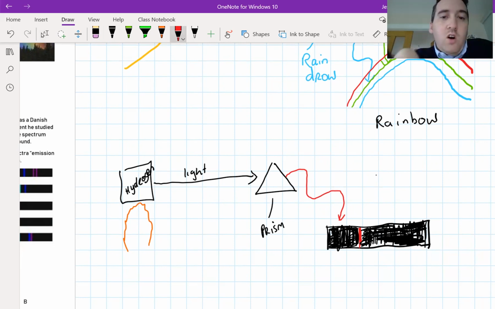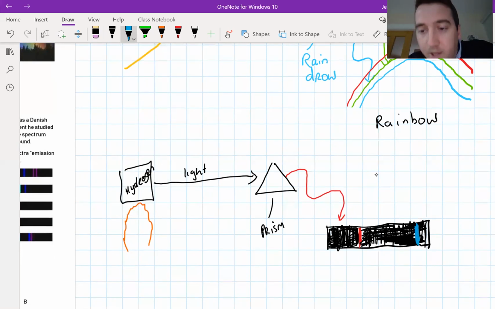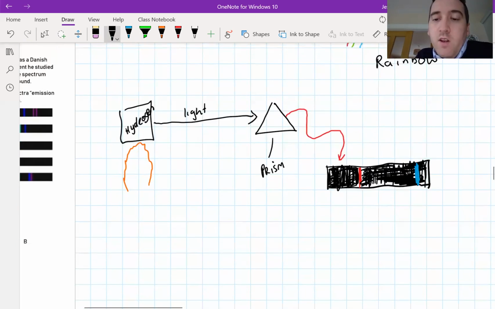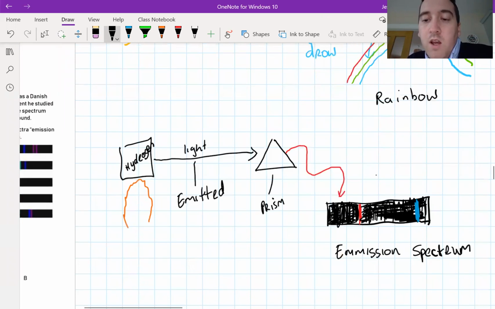Sometimes it might have another band of color, a band of blue, and the blue might be up here somewhere, and the rest will be black. So we don't call this a continuous spectrum. This instead is called an emission spectrum. Why? Because it came from light that was emitted from elements. So it was emitted light. So this was an emission spectrum, not a continuous spectrum like a rainbow.